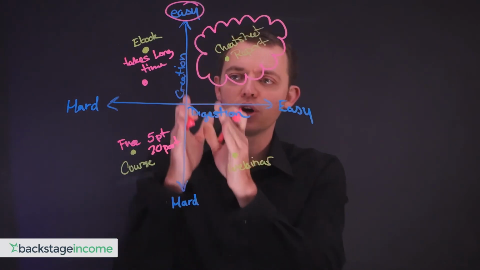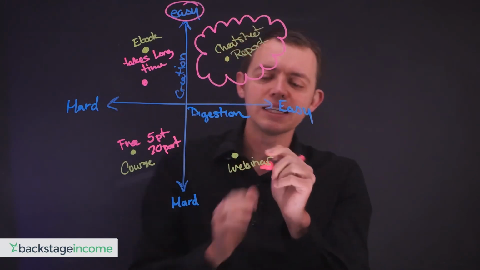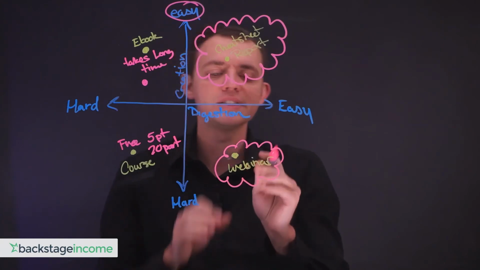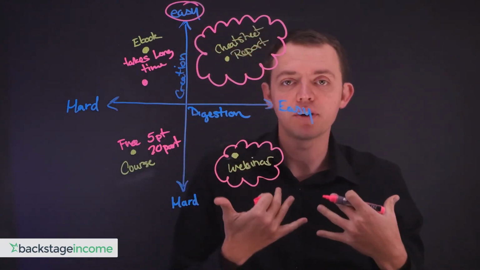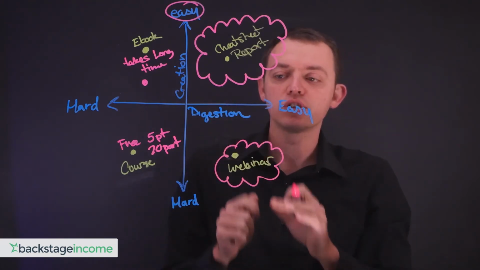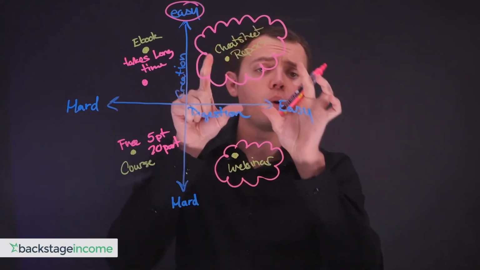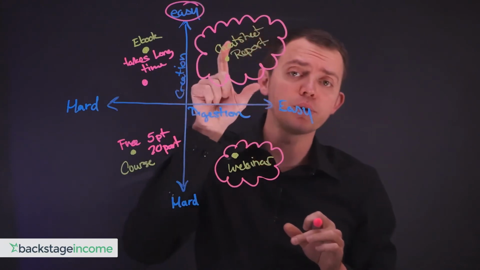When you go into the creation process, that's also hard, but something that's a little easier to digest is a webinar. It could be just 30 or 40 minutes. It's a little bit easier. So ultimately, I'm always thinking not about what's easy for me to create, but what is easy for the end user to digest. And a webinar is a little easier to digest. Cheat sheets and reports are probably the easiest to digest, and they're also pretty quick to create.